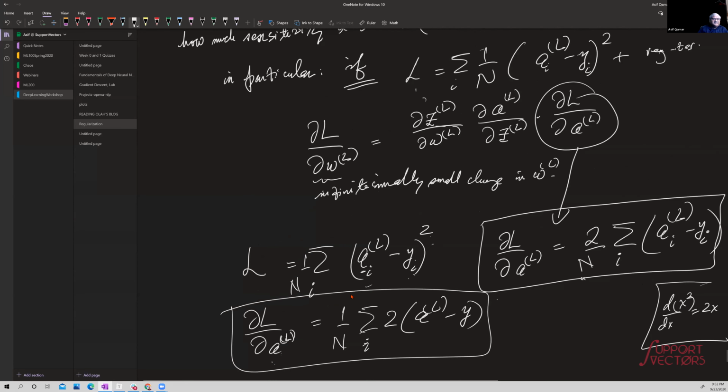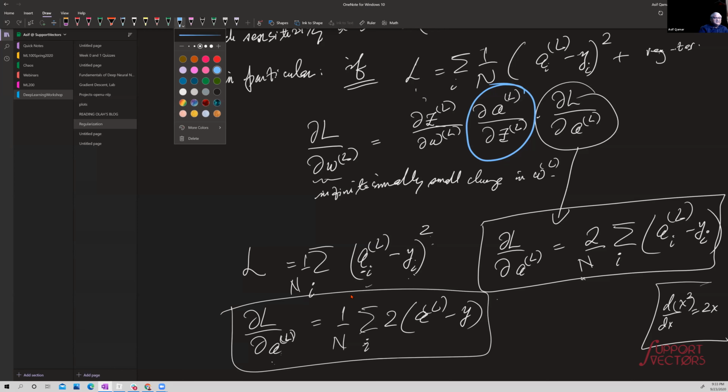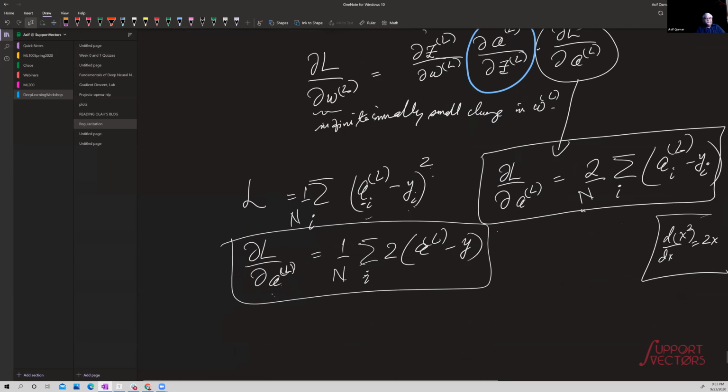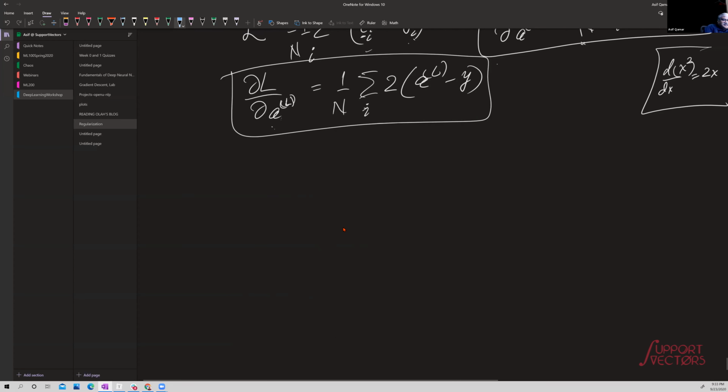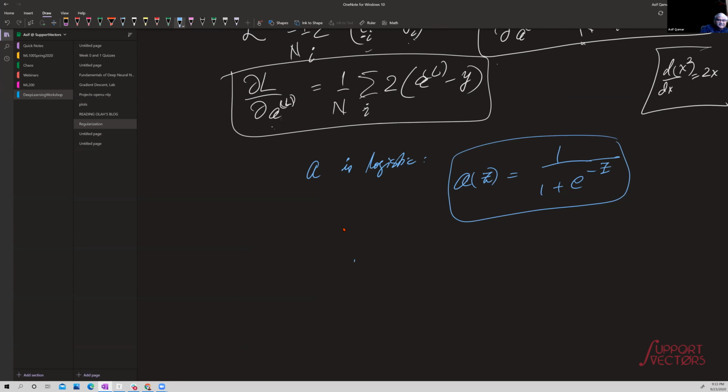What about the second term? Let me use a different color here. What about this one? For this one also, it turns out that it's not that hard actually. It depends upon which activation function you use. So suppose you use an activation function that is logistic, right? So logistic A of z is equal to 1 over 1 plus e to the minus z, right? This is the logistic. Then it could be tanh.